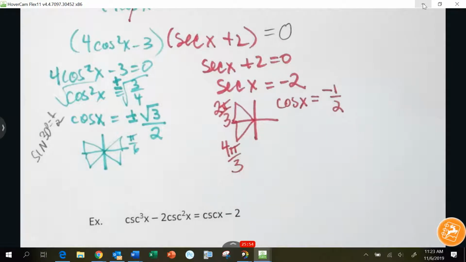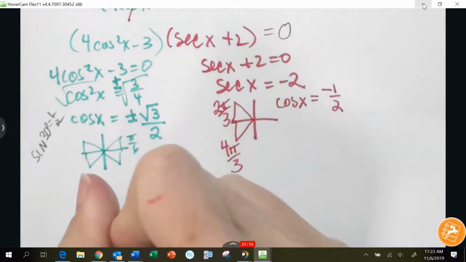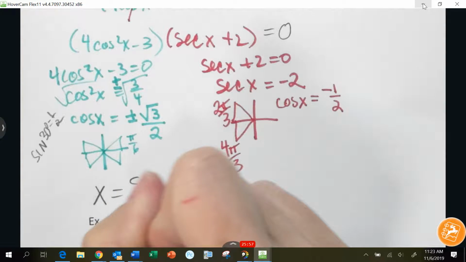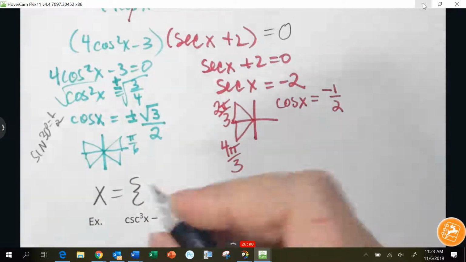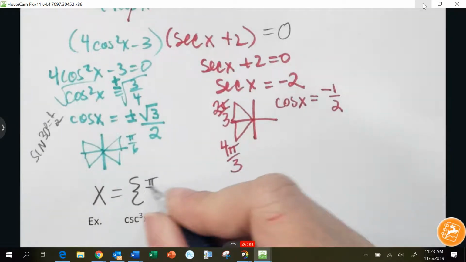So now let's put them in order. X equals pi over 6. Then what?